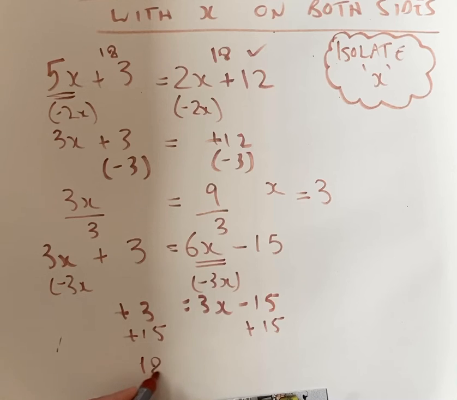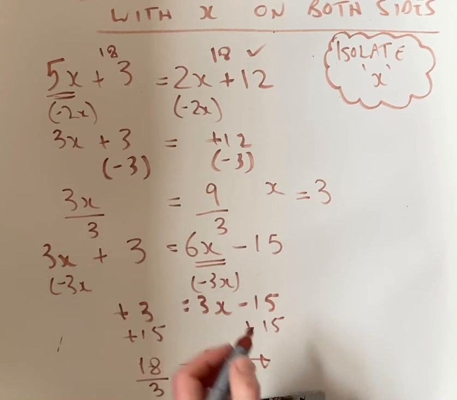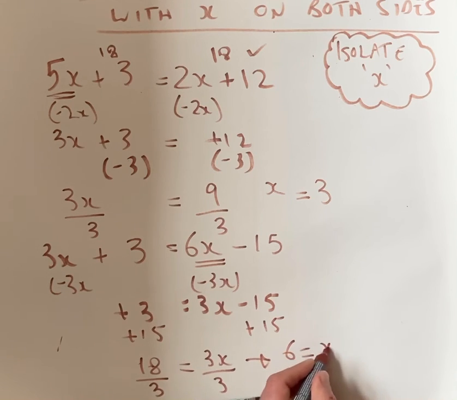18 on the left hand side and 3x on the right hand side. And then what I need to do is divide both sides by 3, and I get 18 divided by 3 is 6, so 6 equals x. Or you could write that as x equals 6.